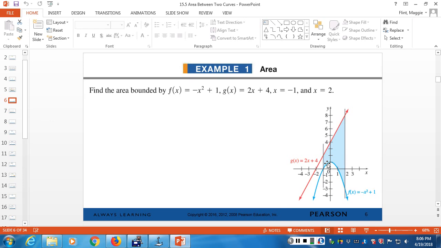Now when you look at that graph, which curve is always above the other one? f of x or g of x? Now, g of x is always on top, which means when we do the integration to find this area, then g of x needs to be the first function. Okay?